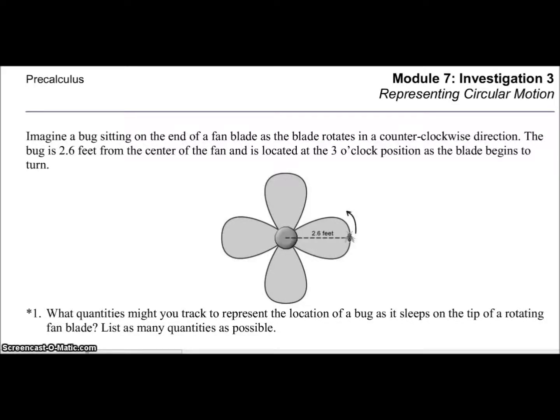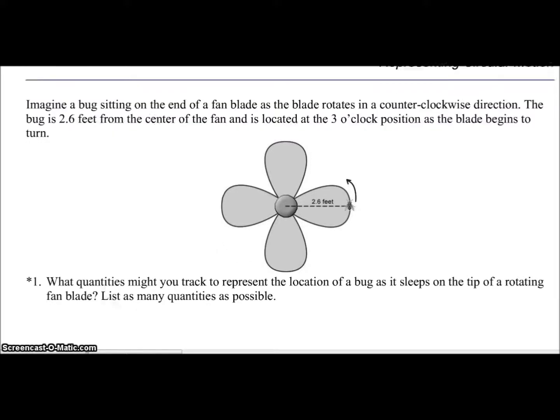Precalculus, Module 7, Investigation 3, representing circular motion. Imagine a bug sitting on the end of a fan blade as the blade rotates in a counterclockwise direction. The bug is 2.6 feet from the center of the fan and is located at the 3 o'clock position as the blade begins to turn.